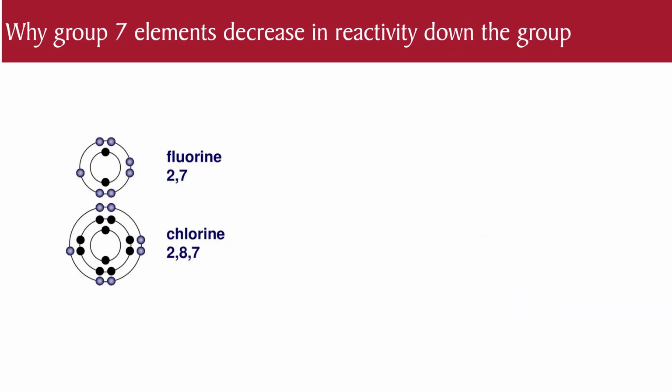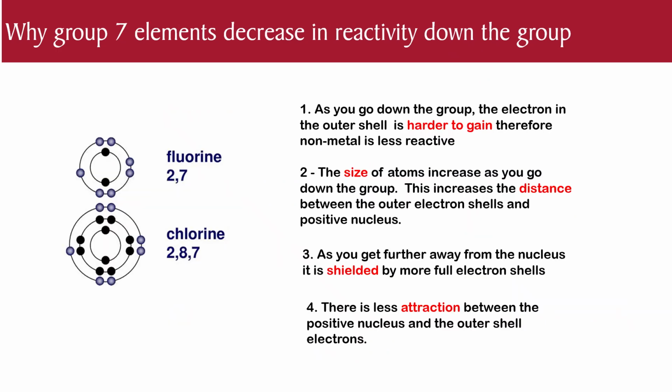It also works with group 7 elements. So we've got fluorine and chlorine. Fluorine wants to gain an electron because it needs 8 in its outer shell. Chlorine wants to gain one because it also needs 8 in its outer shell. As you go down the group, it's actually harder to gain an electron. So fluorine, chlorine, we could have had bromine here, but we don't need to be able to draw bromine. That's even less reactive again.